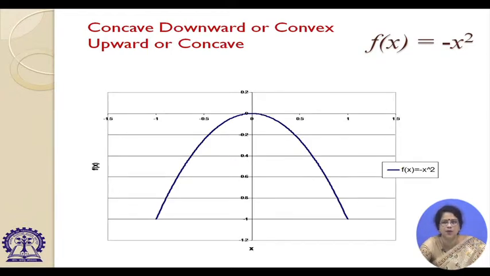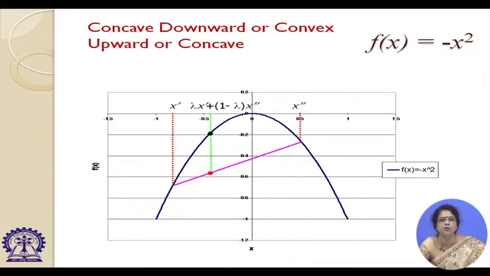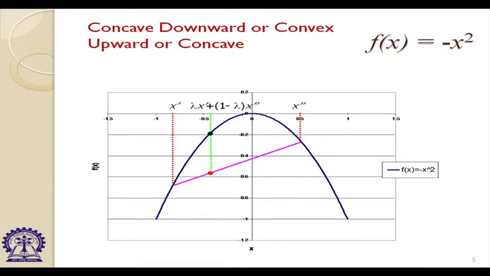This is this way. And how to define? Again, we will take two points, we will join these two points with a line, and we will see that any functional value of any point will be greater than the value of the point on that line. That is the definition of the concave function. Either we say concave downward, that means the cup downward, or convex upward, or we say this is a concave function. That is the idea.